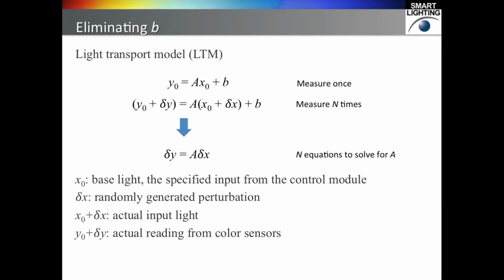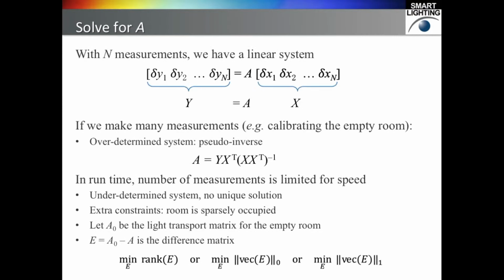In the equation, there is an annoying B, which is the sensor response to the ambient light. We can eliminate B by adding a perturbation to the input and taking the difference. Here x0 is called the base light, delta x is the perturbation, and delta y is the change in the sensor readings. If we apply n different perturbations, we get a linear system, y equals Ax.